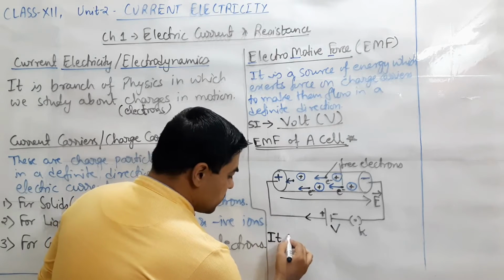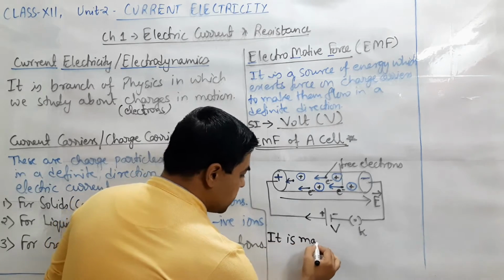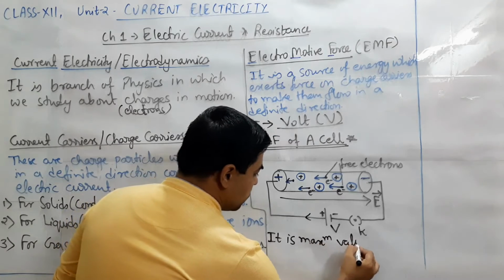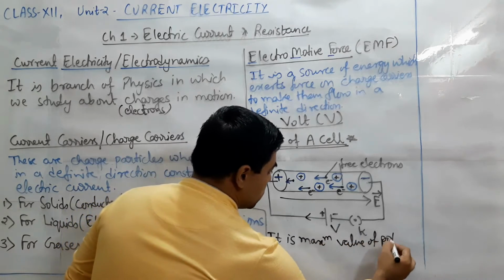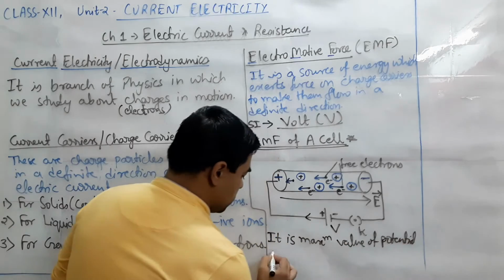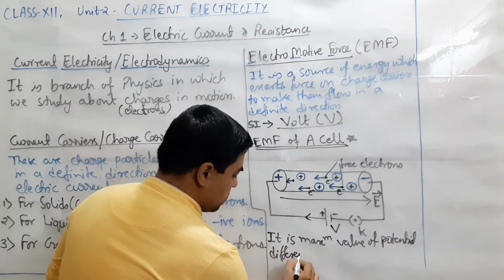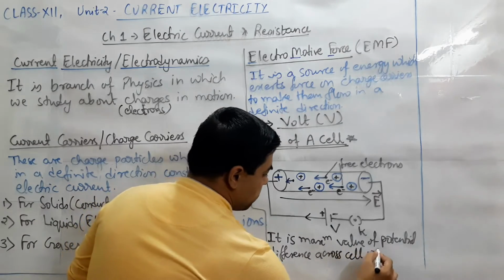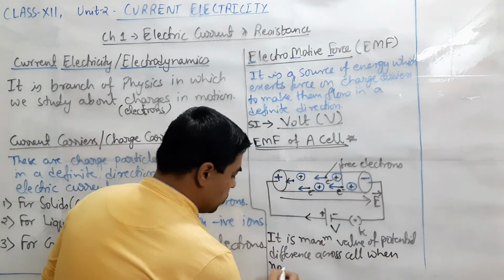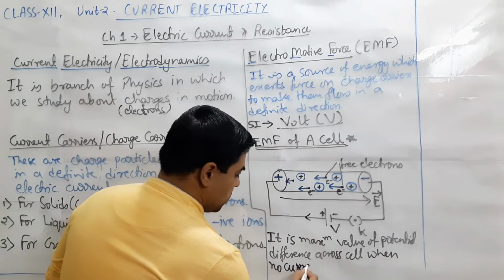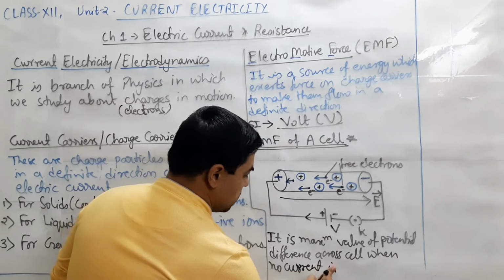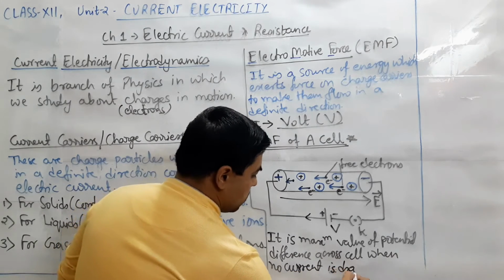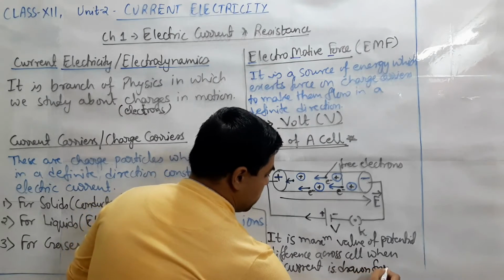It is the maximum value of potential difference across the cell when no current is drawn from it.